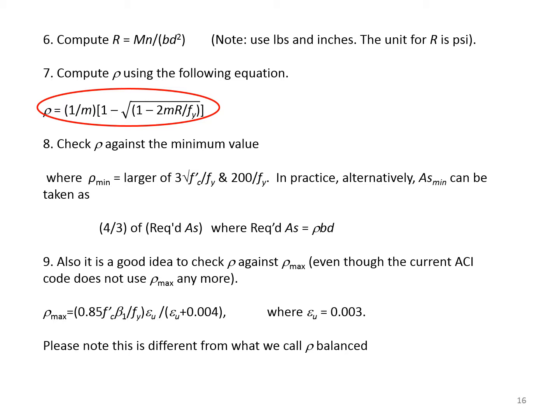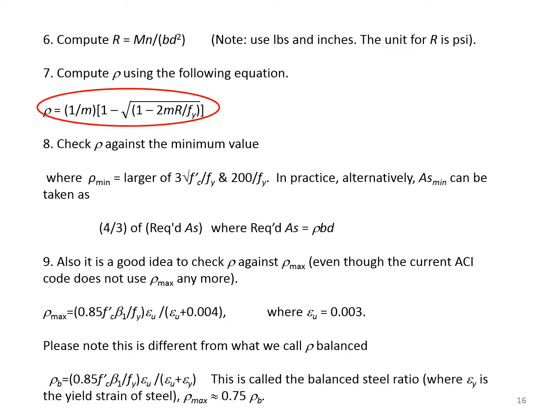Please note that this rho max is different from what we call rho balanced. Rho balanced is equal to 0.85 f'c beta 1 over fy, the quantity multiplied by epsilon u divided by epsilon u plus epsilon y. This is called the balanced steel ratio, where epsilon y is the yield strain of steel. Usually rho max is about 75% of rho balanced.